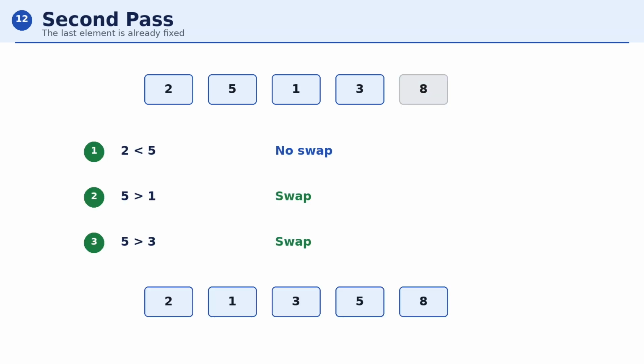Now we start our second pass. Our current array is 2, 5, 1, 3, 8. Remember, 8 is already fixed, so we don't need to compare it again. First, compare 2 and 5. 2 is smaller than 5, so no swap. Next, compare 5 and 1. 5 is greater than 1, so we swap them. The array becomes 2, 1, 5, 3, 8. Next, compare 5 and 3. Again 5 is greater than 3, so we swap. Now we have 2, 1, 3, 5, 8. And again the largest remaining unsorted element 5 has moved into its correct position.